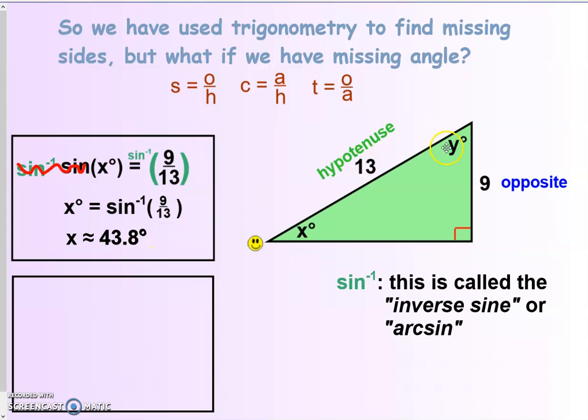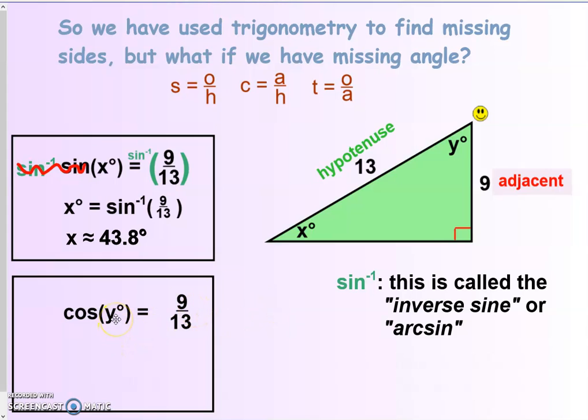So let's go after y now. If we want to go after y, maybe we stand over here. And we're standing in a new spot. Now, if we're standing here at y, 13 is still the hypotenuse, but 9 is no longer an opposite side. 9 is an adjacent side. It's next to the smiley face, next to the y. So adjacent and hypotenuse, that would be a cosine function. So the cosine of y is the adjacent over the hypotenuse.